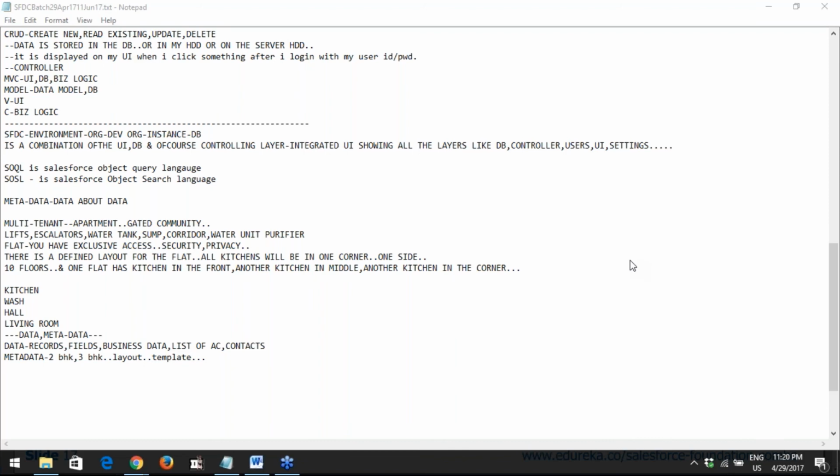Hardik has a question here. Does multi-tenant mean multi-org support? Yes, you are right, Hardik. Venkat has a question. Can we refer to metadata as business requirements?